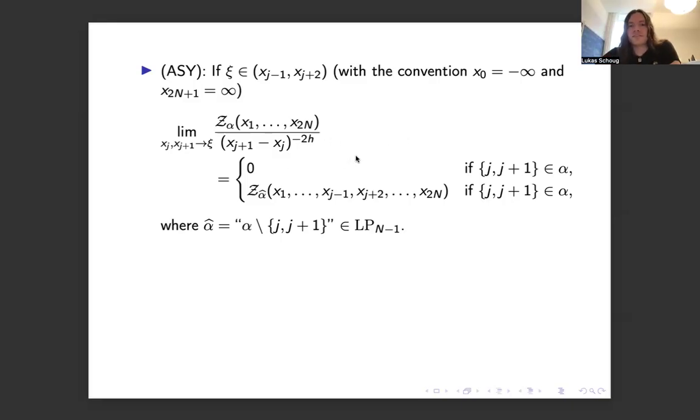And when taking this normalization, of course, if the points are not linked together in the link pattern, then we should get 0. And if they are linked together, this should reduce to a function z alpha hat of 2n minus 2 coordinates, where this alpha hat is the link pattern that you get by just removing the link j to j plus 1. So this is a way to shrink one link into nothing to get a link pattern with fewer links.